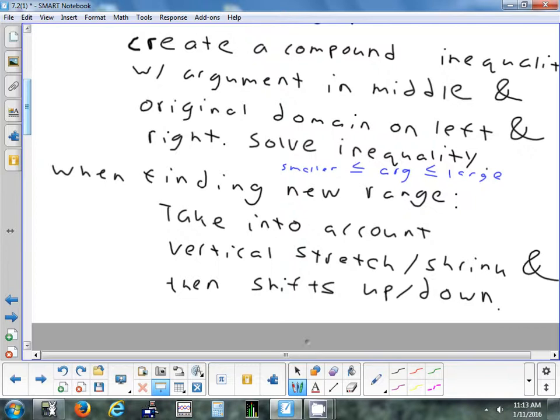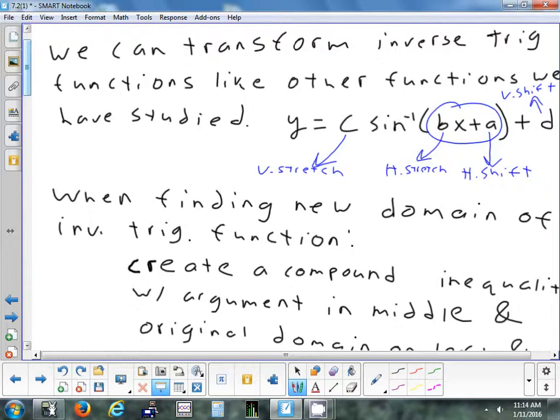And then lastly, to find your range, all we have to do is take into account our vertical stretches and our shifts. So let's say, just to use easy numbers, we had a range from 0 to 2, and we stretched it by a factor of 3. Well, that becomes 0 to 6. That would be your new range. And then if you shifted everything up 1, we could go from 1 to 7. But always do your stretching, shrinking first, then do your shift after. You can't switch that order. So C, then D.